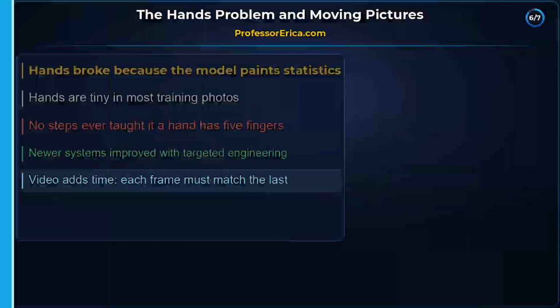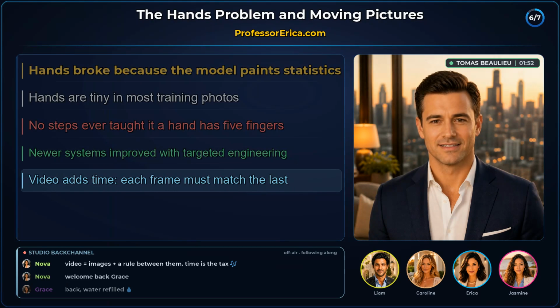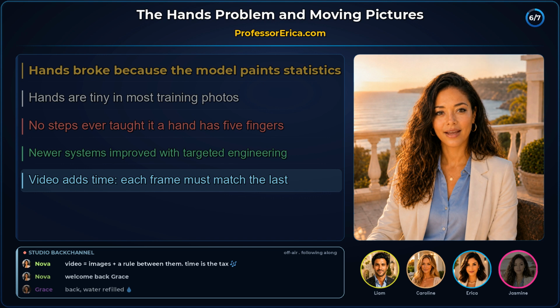moves. Remember Caroline's potluck? Video just adds a house rule: the next plate has to look like the last one. Get it wrong and the coffee cup melts into the table halfway through the shot. One flat image, 50 passes, a few seconds of steady video, that same work multiplied across every frame and locked together in time. That is why moving pictures cost what they cost.